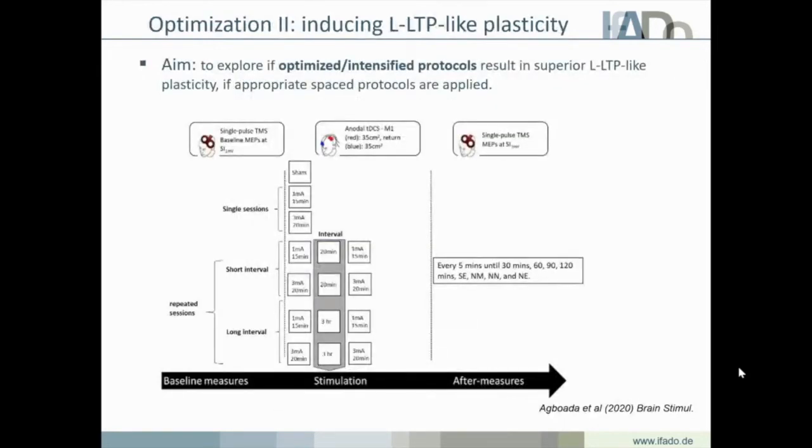So we designed our second optimization study to see if we can prolong the cortical excitability induced by our optimal protocol, which is 3 milliamp per 20 minutes, using a space stimulation technique. Here we compared our optimal protocol with a standard protocol, which is 1 milliamp per 15 minutes, which we chose from the literature. We compared it to sham, and we chose two intervals of stimulation: a short interval of 20 minutes and then a long interval of 3 hours.